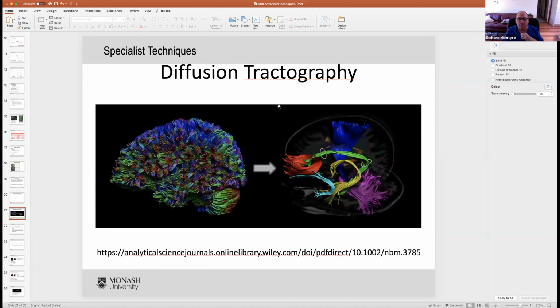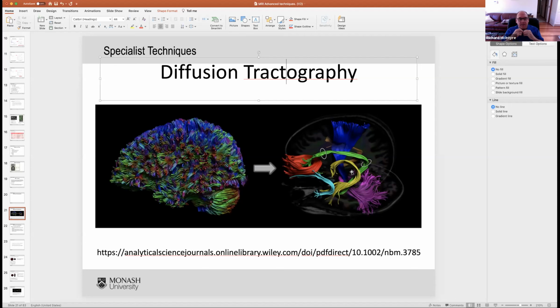Now we're going to move on to tractography. These images are tractography. They look amazing. They are quite useful. We don't use them as much in clinic, but we use them a lot in research, and we'll discuss that.